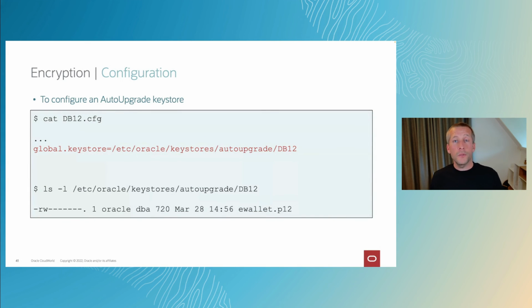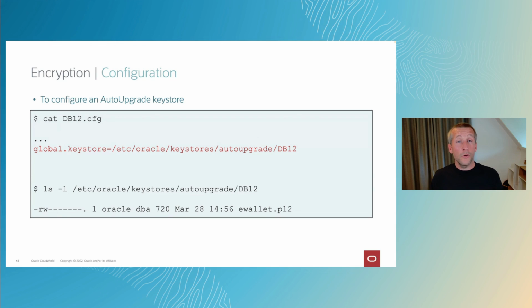When you're working with encrypted databases, there is one important configuration file parameter that you should set: global.keystore. It specifies the location in the operating system where AutoUpgrade can create its dedicated key store. When you look in the operating system, you will see that it is a software key store. There's a file called ewallet.p12, and it's very similar to the one that you can find in the database. We're actually using the same functionality. Since it is a key store, and since the key store holds sensitive information, you should protect that directory in the operating system as you would with the database key store.